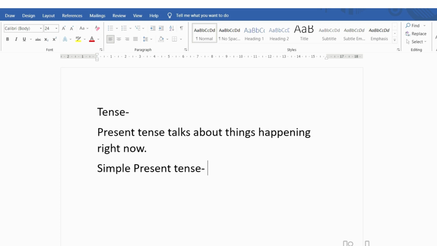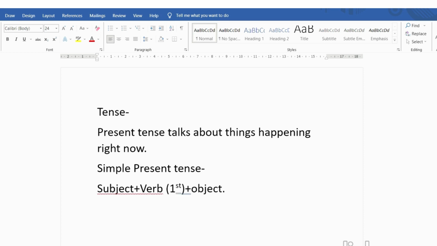Now, how does a sentence in simple present look like? Subject, that can be a noun or a pronoun. Verb, which is generally always in the first form. And object. So a sentence in simple present tense always looks like this. Subject, the main verb in the first form and the object.